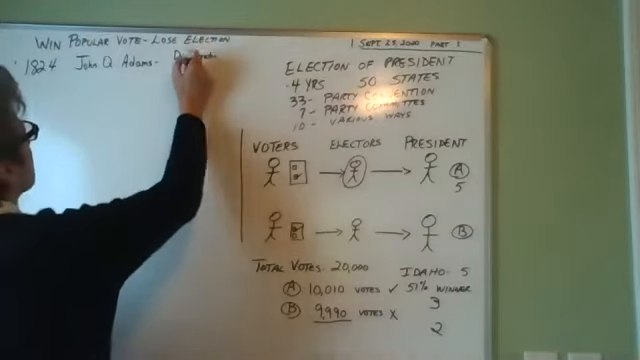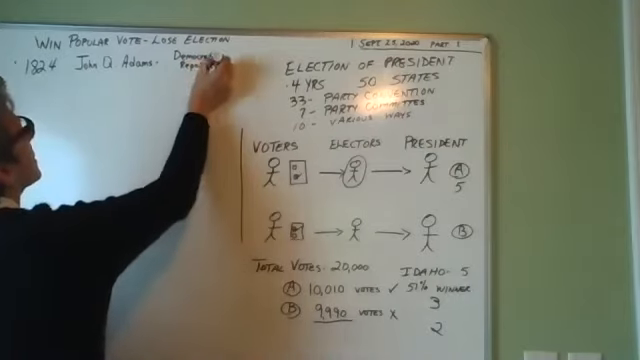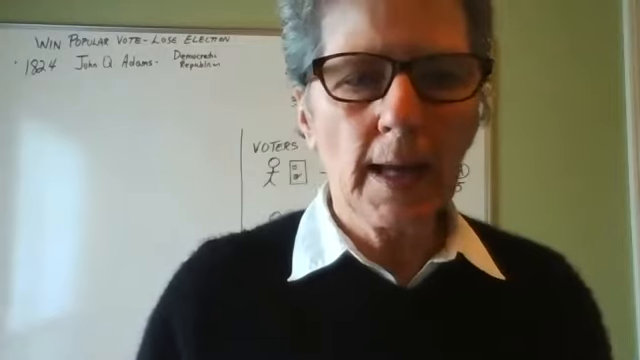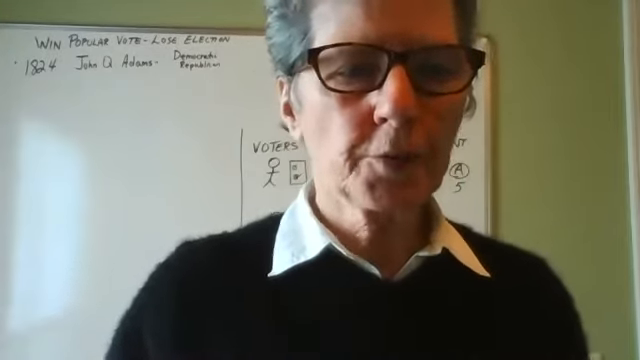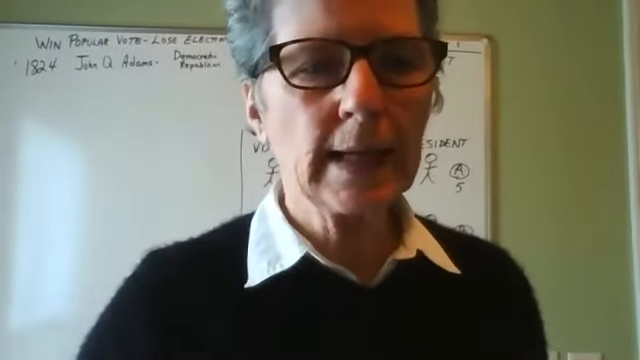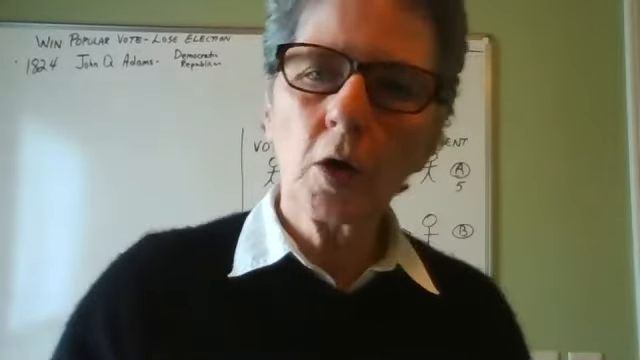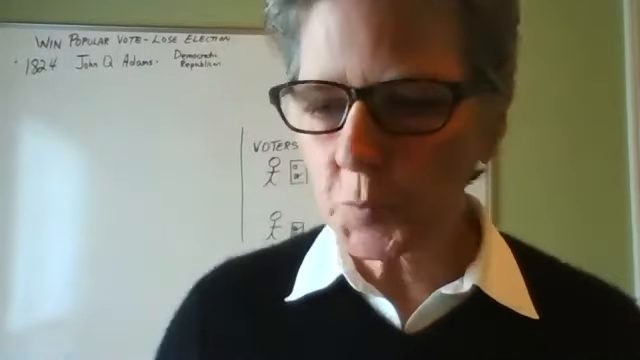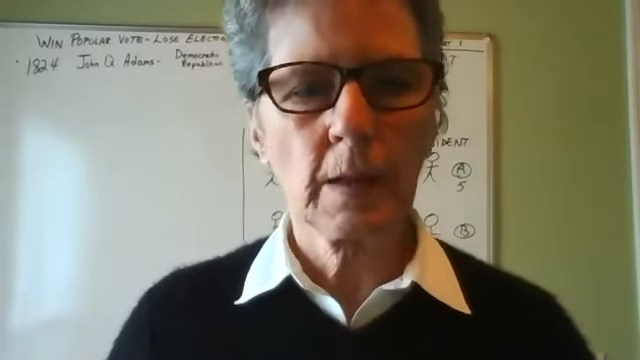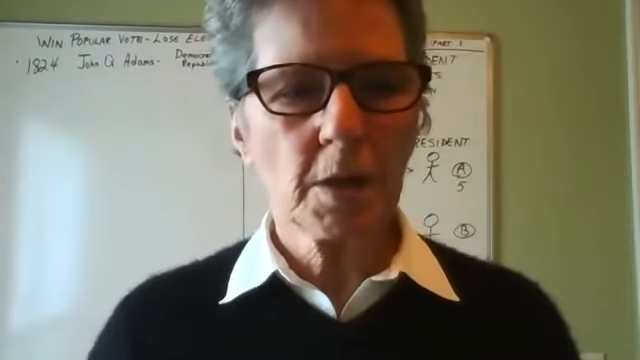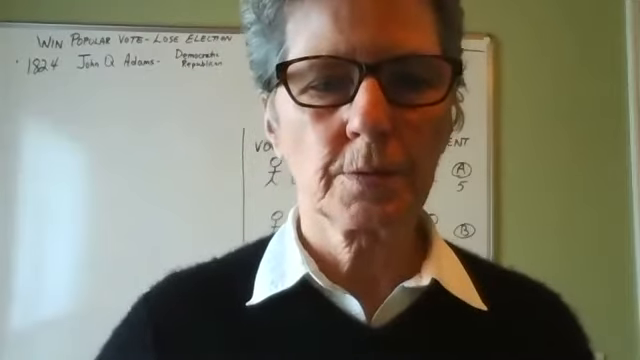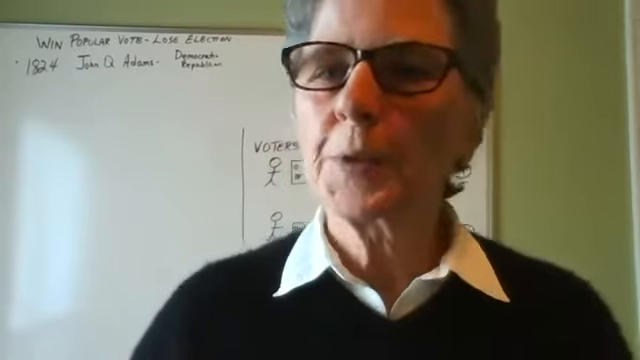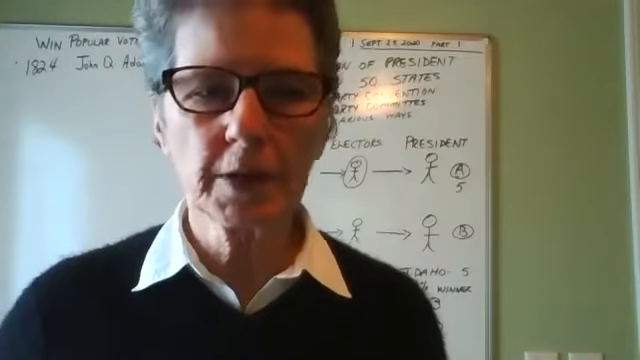In 1824, there was an election of John Quincy Adams, Andrew Jackson, William Crawford, and Henry Clay. They were all of the same political party. When the votes were counted, Andrew Jackson won most of the popular vote and the Electoral College. But to win the presidency, Jackson had to have a majority of the electoral votes.